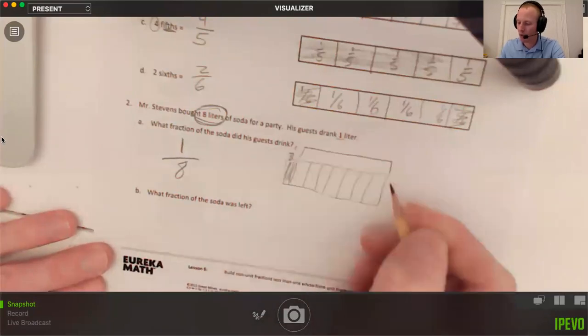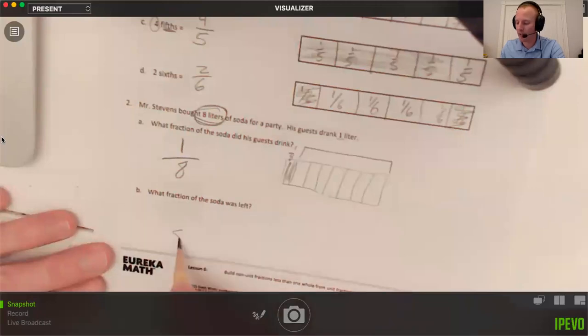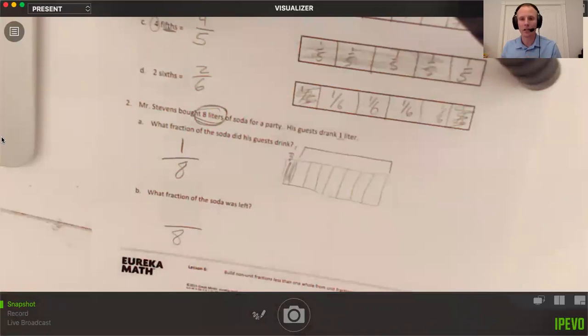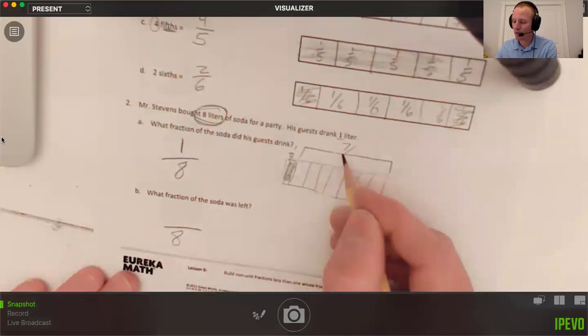Now for part 2, it says what fraction was left over. Well, here's the real tricky part. Here's the thing that third graders usually struggle with. The denominator is still 8 because the whole amount that he had was 8 at the beginning. So we can't change that. Even though one got used or consumed, we still think of it as 8 making up a whole. So what's left over is 7 out of 8, or 7/8.